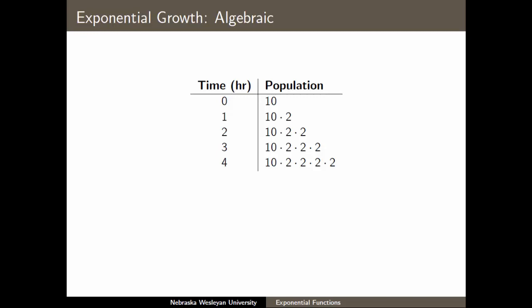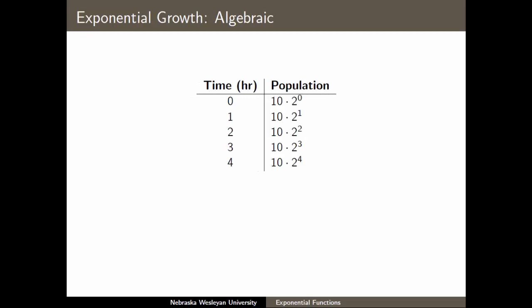Whenever we increment time by 1 hour, we multiply the population by 2. So we could write the population column in a strange way. We could begin with the population of 10 at time 0, and then at time 1, what we have is 10 times 2, because we've incremented time once, and each time we do so, we're supposed to multiply the population by 2. So at hour 2, we have the 10 that we began with, times 2 for the first hour, and times 2 for the second hour. And at time 3, 3 hours later, we have the 10 population that we began with, times 2 for the first hour, times 2 for the second hour, and times 2 for the third hour.